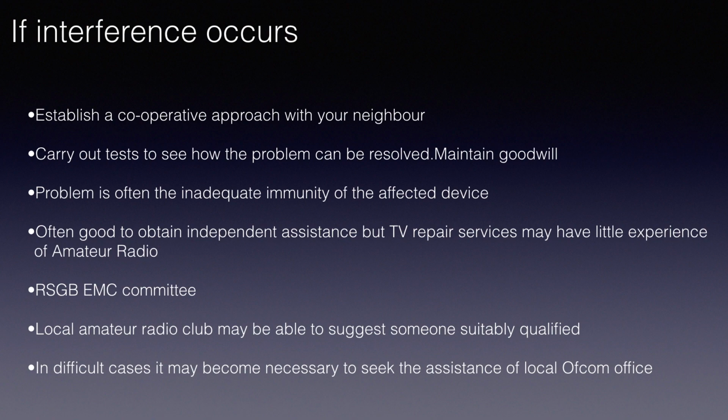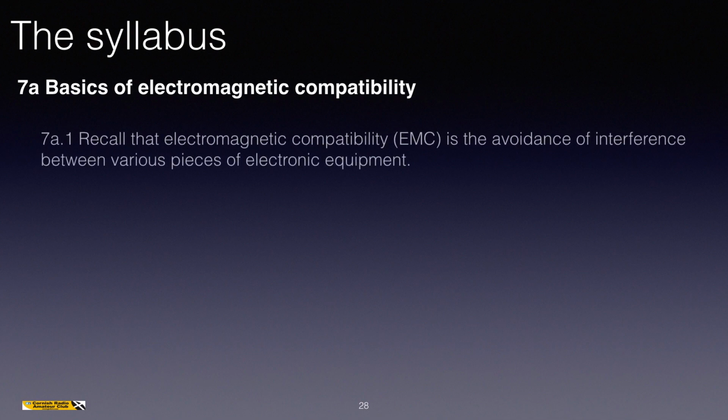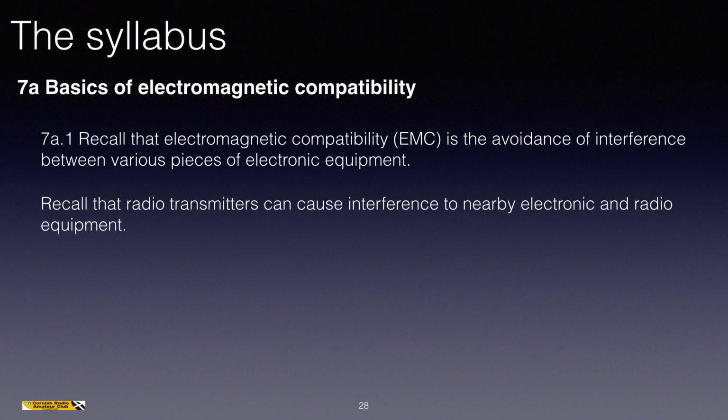So we'll whip through the syllabus again quickly to make sure we've covered everything. Recall that electromagnetic compatibility is the avoidance of interference between various pieces of electronic equipment. We've talked about the dual responsibility, the responsibility of equipment not to radiate too much, and also to be able to tolerate some incident radiation. Recall that radio transmitters can cause interference to nearby electronic and radio equipment. So radio transmitters radiate not just a little bit, but a lot. And so they can overwhelm even equipment that is suitably EMC tolerant.